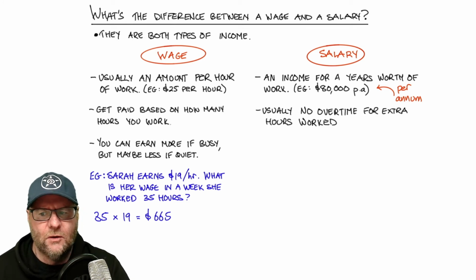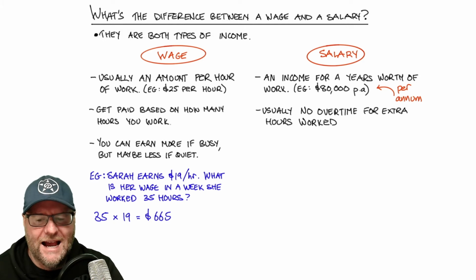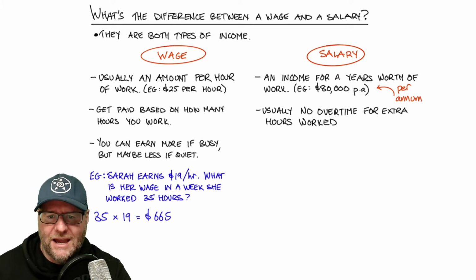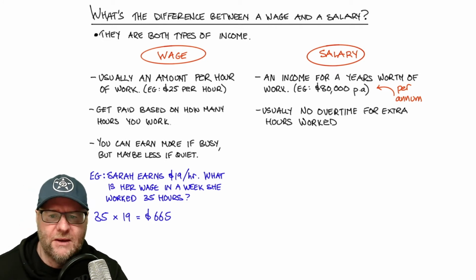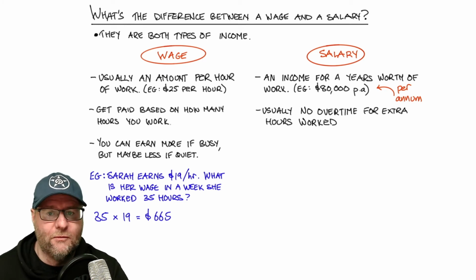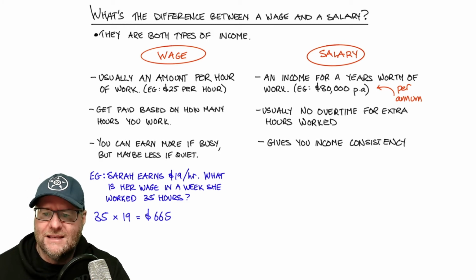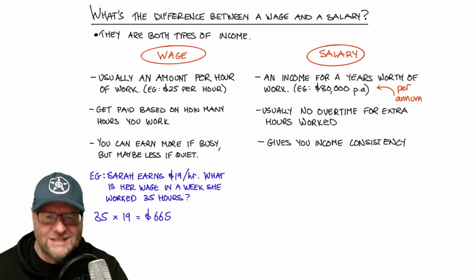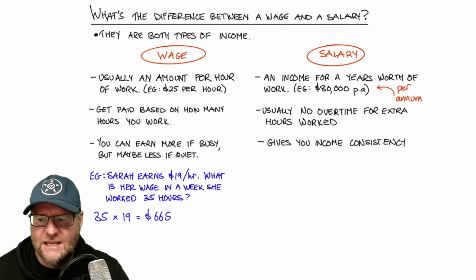So how does this differ? Well, often if you're on a salary, you don't get extra money if you work extra hours. So say you have a really busy week, like me, who's a teacher, I get paid a salary. So if I have a busy week where I've got to do some extra reports or maybe some parent interviews, I don't get paid extra even though I work those extra hours. You just get paid for a year's worth of work. Now, I guess one of the benefits of that is, unlike wages, you've got this consistent income. You know that you're going to get paid that amount. So even if things get quiet, you're still going to get your salary.